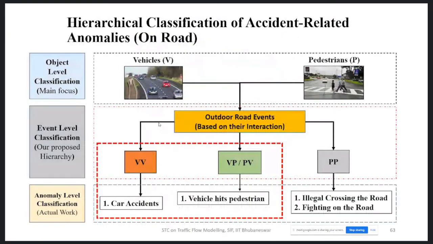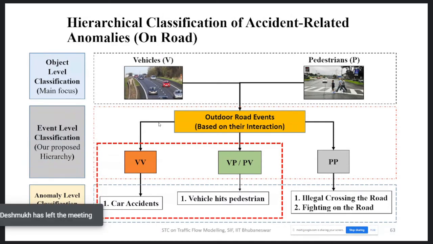Okay. Now I shall show you one more application of this. This is the current research work which we are doing. That is basically hierarchical classification of accident-related anomalies, another application, particularly on road scenarios. What we are trying to do is identify the behavior of the vehicles and the pedestrians and their interactions while they are on the roads, in outdoor road events.